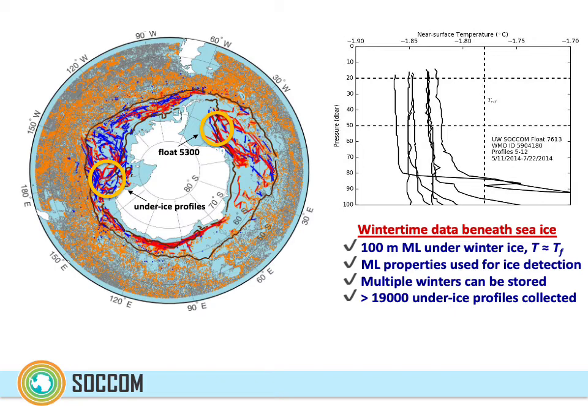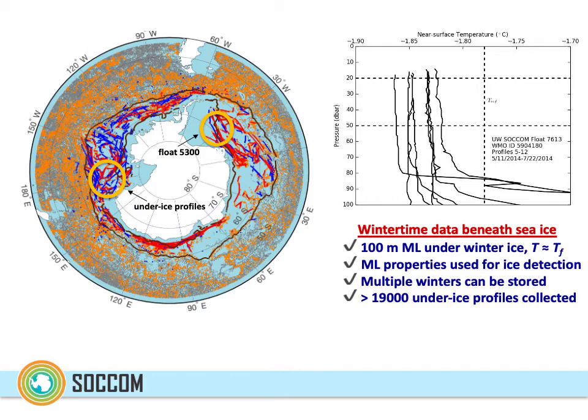There are now over 19,000 profiles collected under the ice in wintertime in the Antarctic, which is an incredible database, which is helping us to really understand a lot more what's going on in the ice zone. You can see there the circle on the left labeled under ice profiles shows what you typically get under the ice in the wintertime. The plot here, the black and white plot, shows a number of profiles from that orange region there.